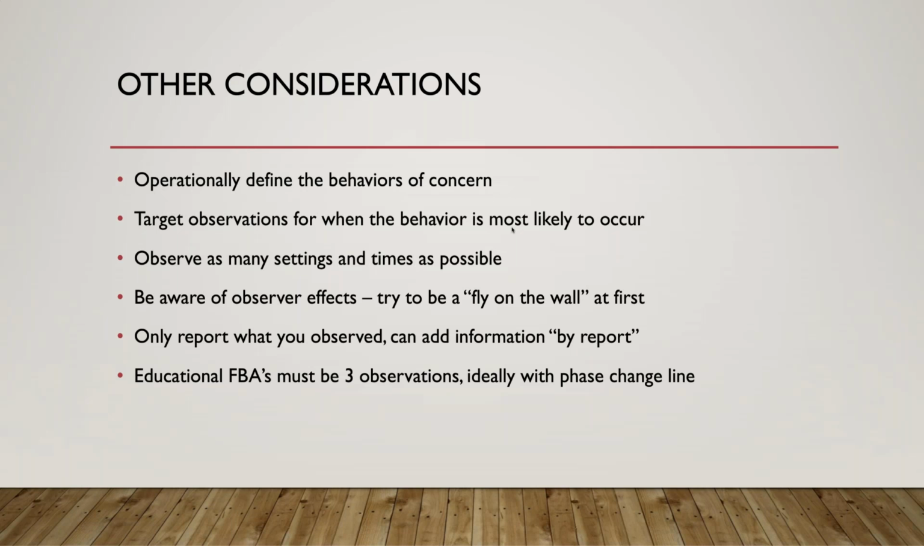If you're doing an FBA for an educational setting, if you're working for a district, you have to do 3 observations. And ideally, you want to do a phase change line. If you're doing an educational FBA, you're only focusing on that problem behavior, and you're able to do 3 full observations, just targeting whatever the problem behavior of concern is. So you might get a report that someone is engaging in tantrum behavior, and you go out and you do 3 observations that are geared just towards that tantrum behavior.